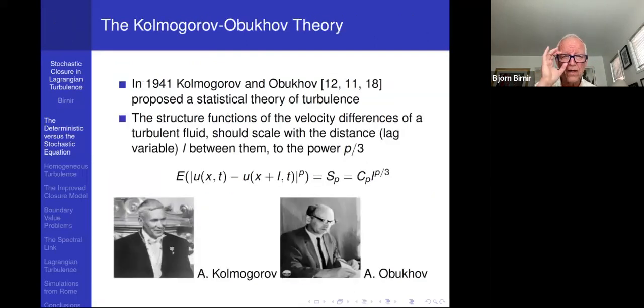Okay, now in '41, these two gentlemen, Kolmogorov and Obukhov, proposed a statistical theory of turbulence. I'm sure you all know this, but let me review it anyway. The structure functions of the velocity differences of a turbulent flow should scale with the distance, or the lag variable, between them. If you look at the velocity at two points and compare them, it scales to a power p/3, where p is the pth structure function.